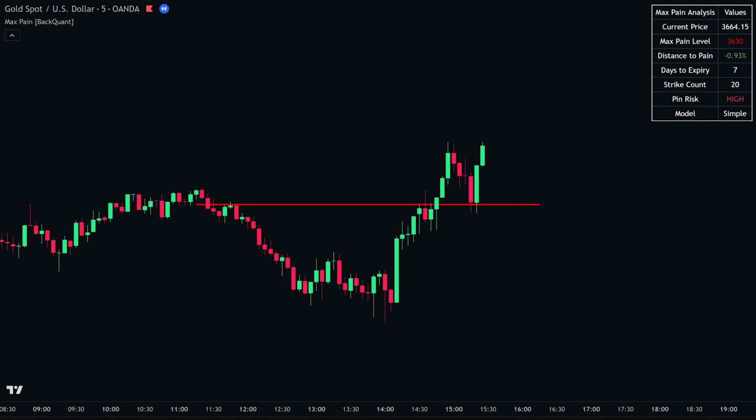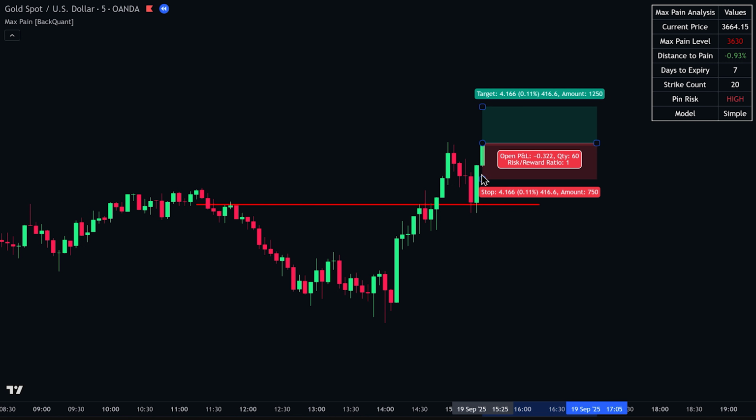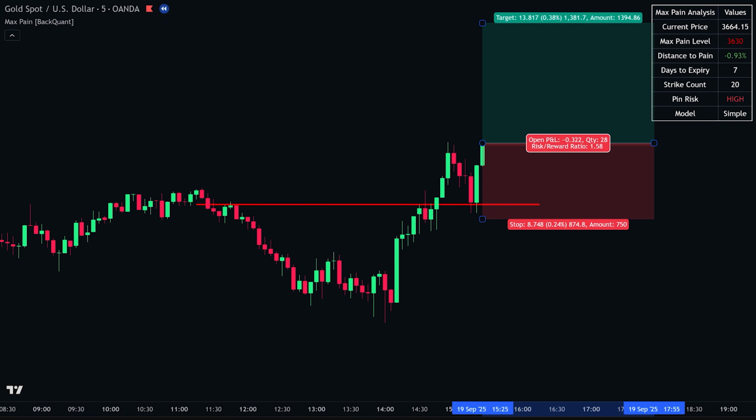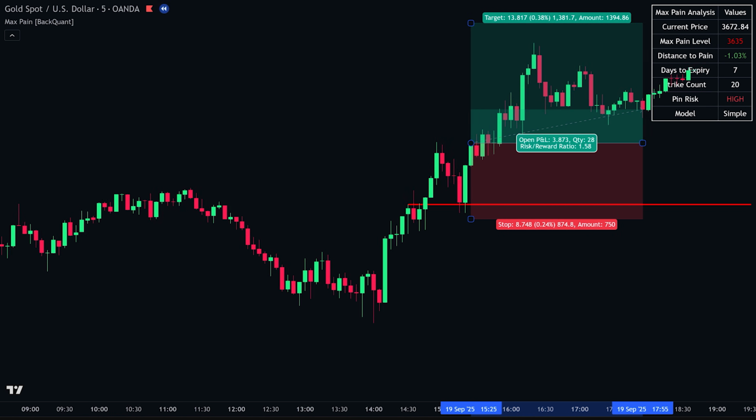If you see price touching the line again and forming a bullish candle that closes clearly above it, that confirms the retest. Enter your buy trade at the close of that bullish retest candle. Place your stop loss just below the candle's low or slightly under the max pain line. Set your take profit at the next visible resistance area on the chart.